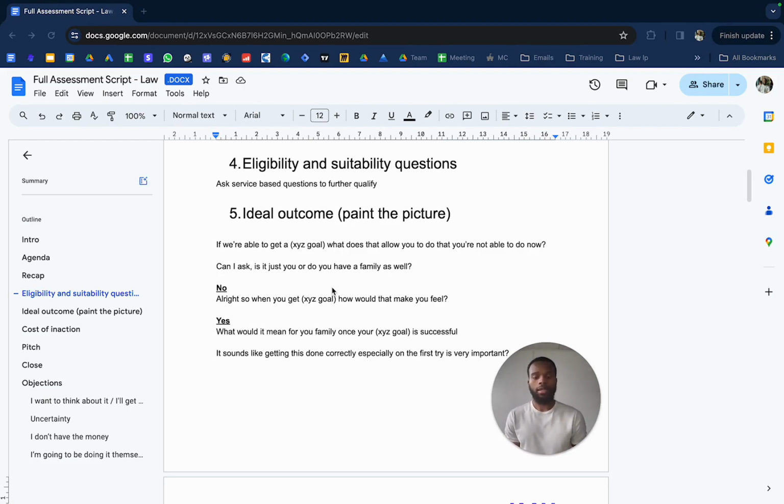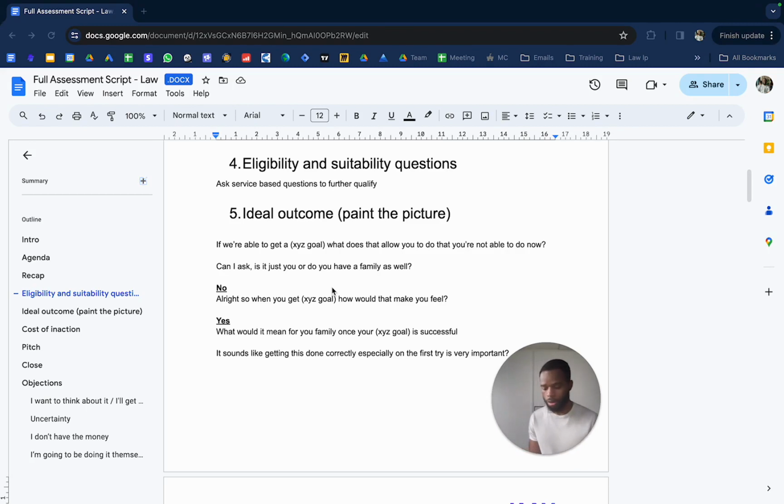And then you ask, can I ask, is it just you that you look after, or do you have a family as well, right? Again, I guess it would depend on the service area, but for most service areas, this would be a very relevant question. Now, if it's just them, you then say, all right, so when we hope you get to XYZ goal, how would that make you feel, right?